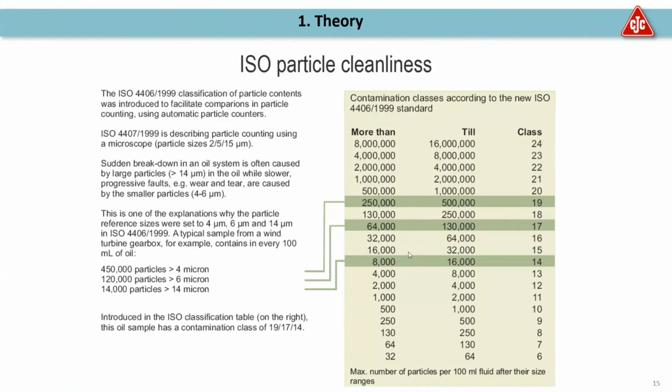The only thing I would like for you to remember is clean oil is defined as a 16, 14, 11. Each time you go up one class, you actually have double the number of particles. So if you had a lab result come back as a 19, 17, 14, as in this case, and you previously had one number lower, it doesn't sound like much, but it's actually twice as much.